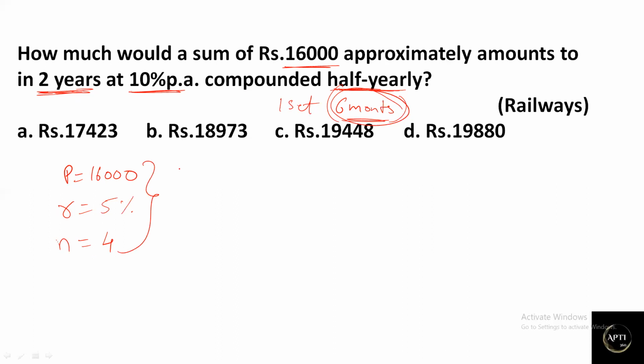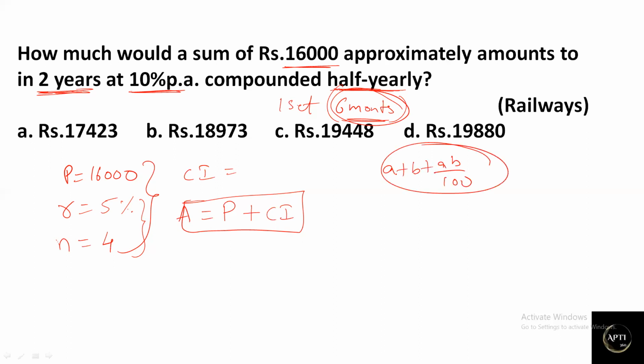Now we can calculate the amount. How will the amount be calculated? Principal amount plus compound interest. This is the final answer we are going to find. Now how can we calculate compound interest? 5% for 4 years. We have the formula a plus b plus ab by 100, but this is for only 2 years. That's the reason we have considered two variables. Now what if it is 3 years or 4 years?